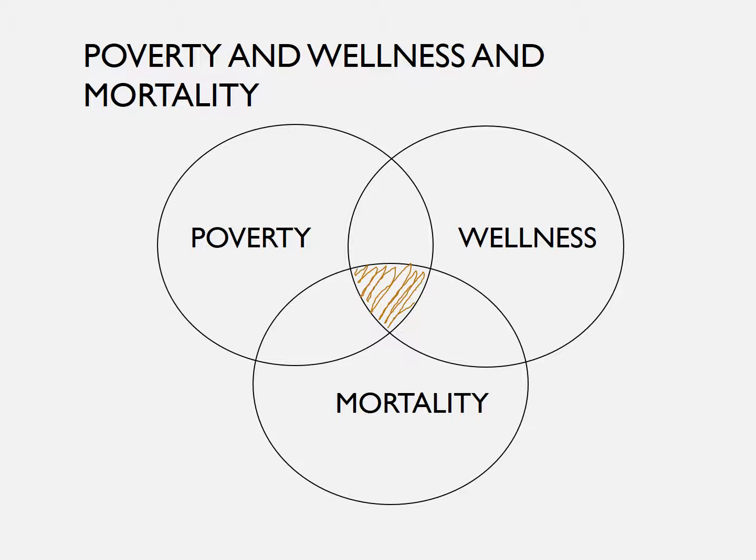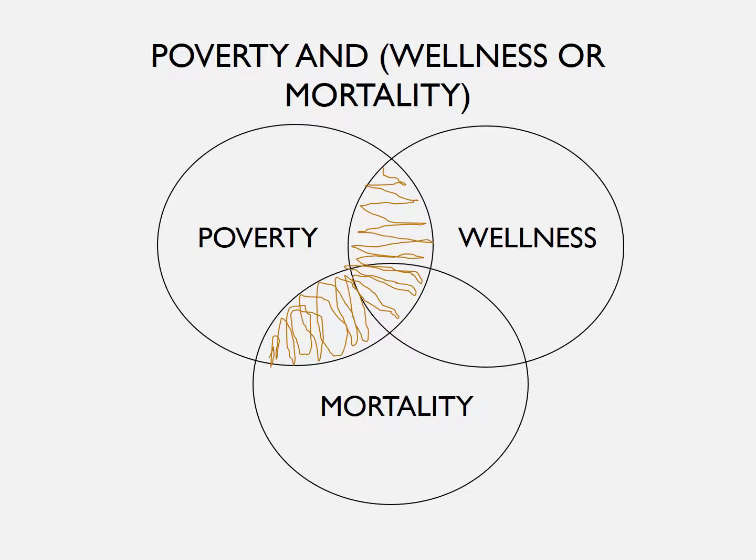Here's another illustration of how AND works. Every time you add another concept with AND, you get fewer results. Here's what it looks like when we search for the intersection of 3 concepts, poverty and wellness and mortality. We'll only get that small section in the middle that has all 3 concepts. Likewise with social media and health promotion and teenagers.